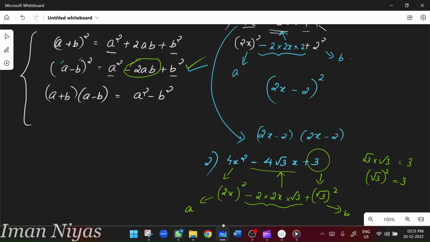So which identity have we used here? A minus b the whole square. What is a over here?